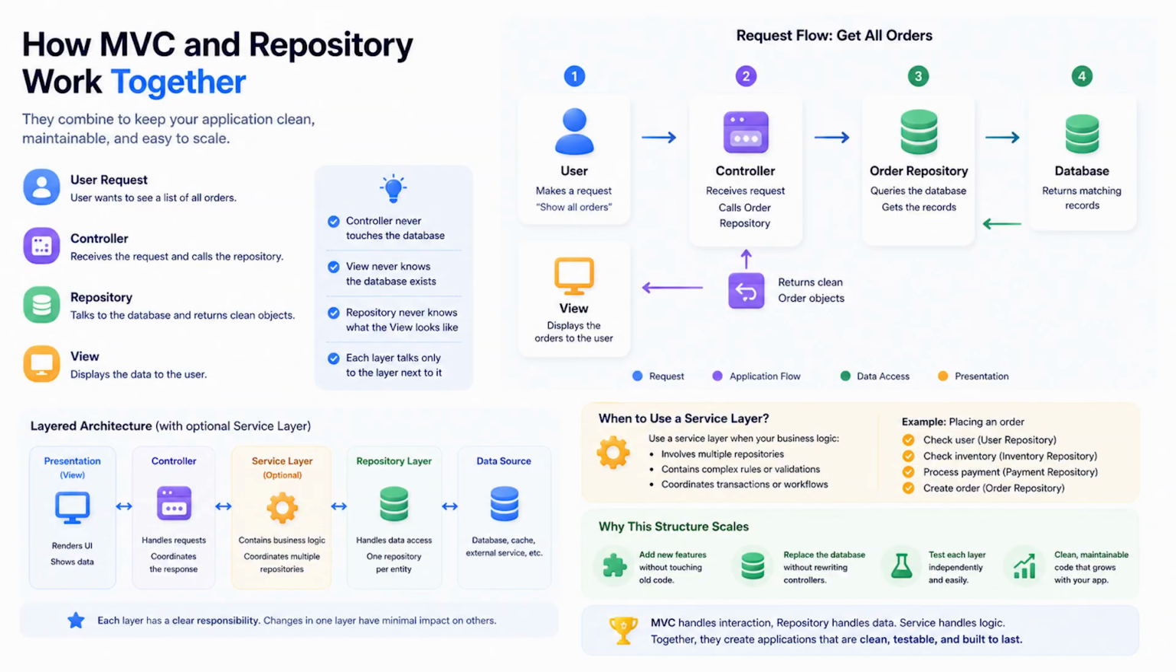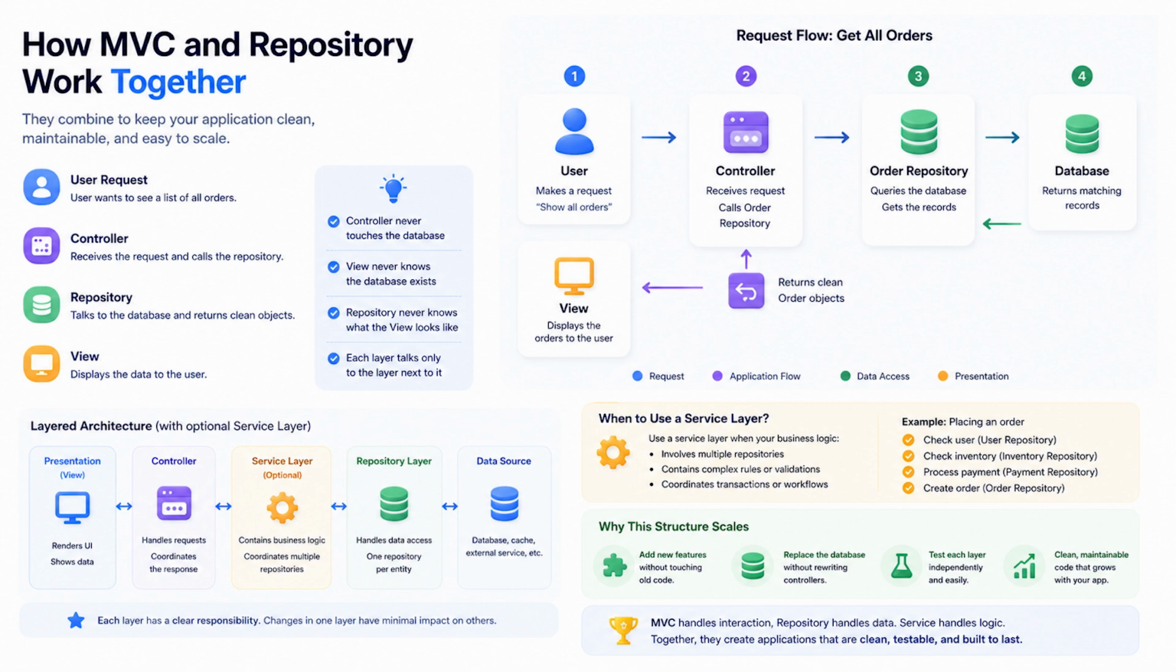So how do the two patterns combine? Here is the flow. A user makes a request, for example, they want to see a list of all orders. The controller receives that request. The controller calls the order repository and asks for the orders. The repository talks to the database, gets the records, and returns them as clean objects, no raw database rows, no messy query results. The controller hands those objects to the view.